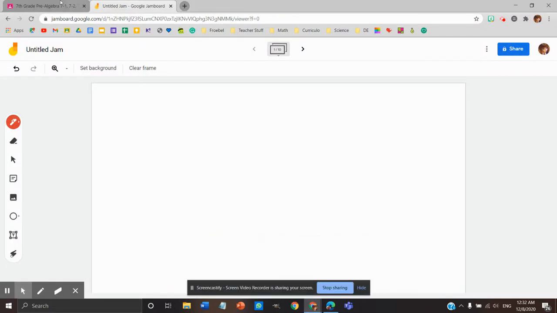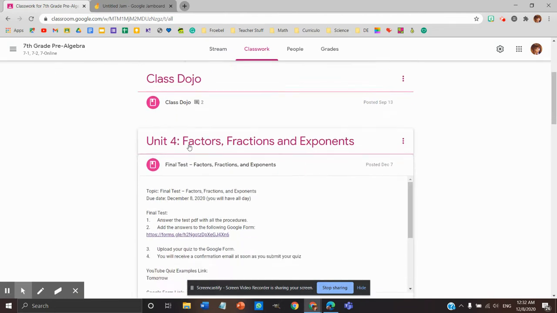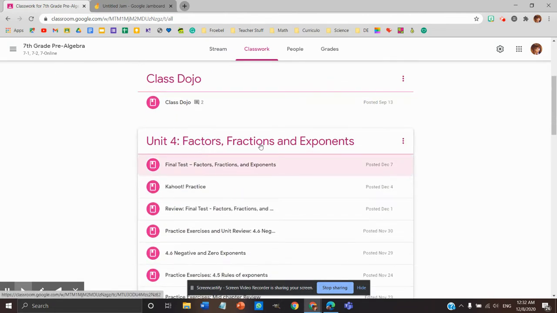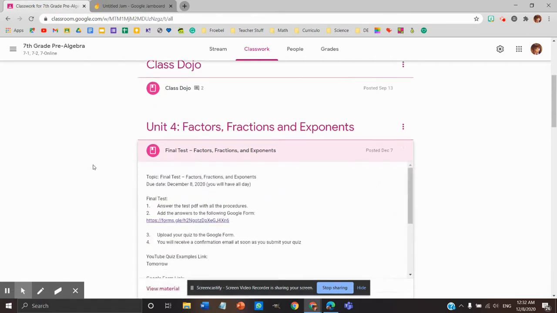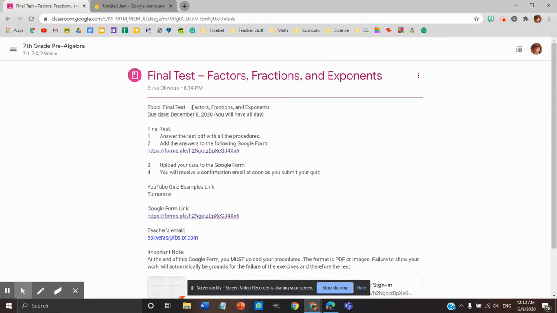So let's see what you're going to be looking at. So again, this is going to be on LMS in College 1, but I always do a little bit of a copy here on our Google Classroom. You're just going to go to classwork and your unit 4, factors, fractions, and exponents. You go where it says final test, factors, fractions, and exponents. View material, and here you will have everything that you need to know about your test.